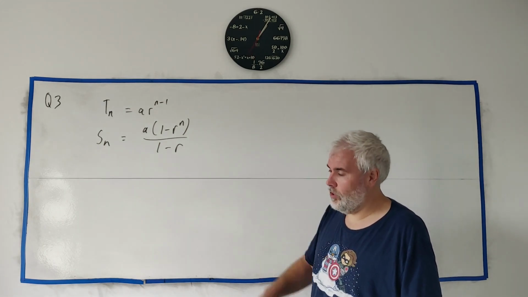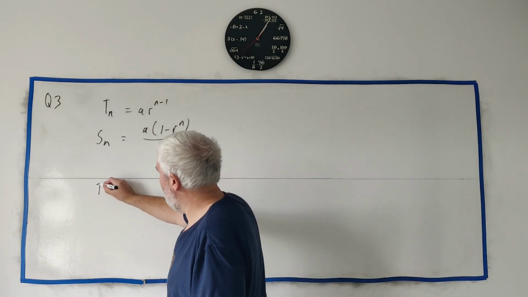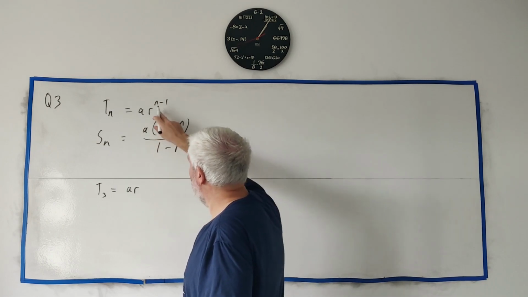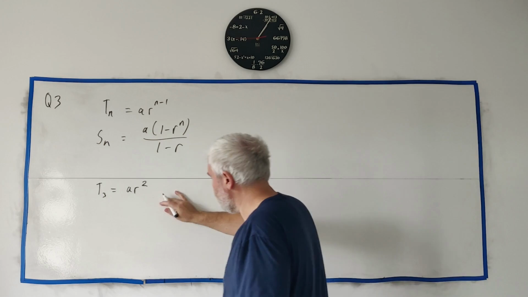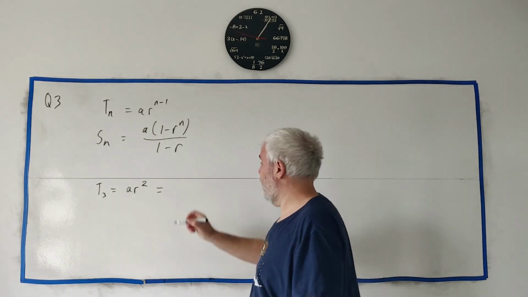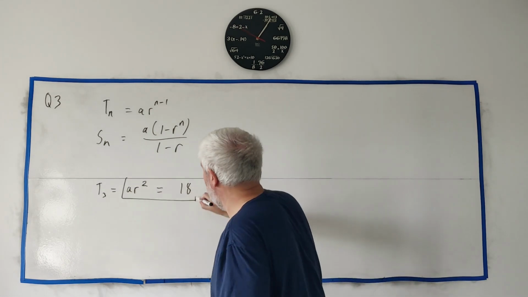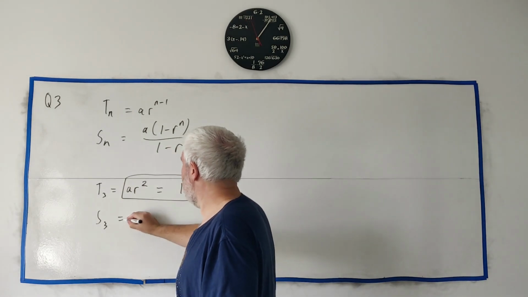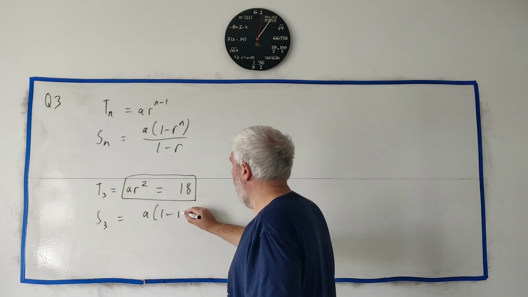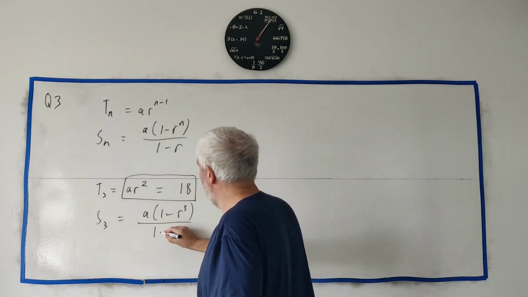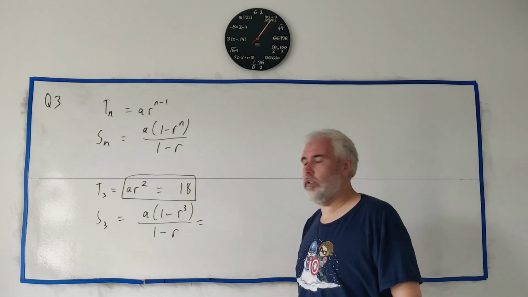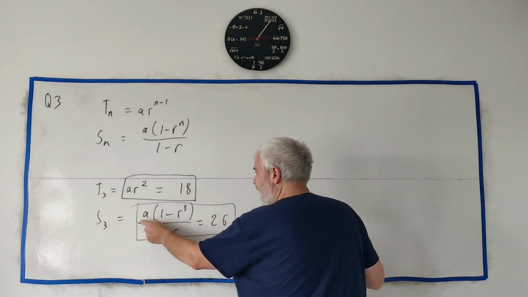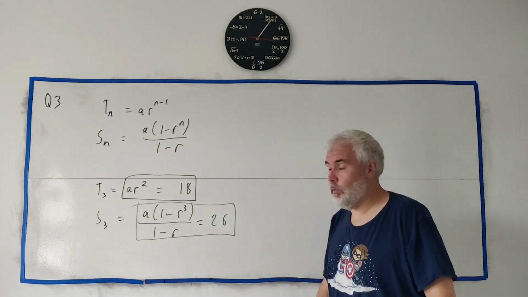So what I tried to do is put down the third term, T3, equal to a times r to the power of 3 minus 1, which is r squared. And we know that's equal to 18. I use this as one of my clues. My next clue is S3. S3 is equal to a times 1 minus r to the power of 3 divided by 1 minus r, and I know that's equal to 26. This is 2 equations with 2 unknowns, a and r. So in theory we should be able to solve that.